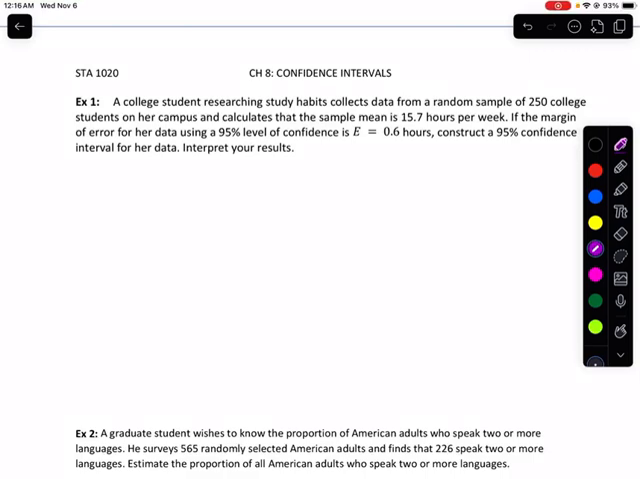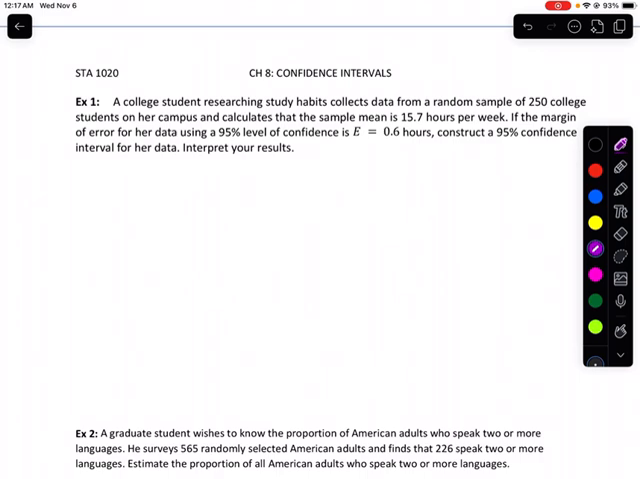Okay, welcome back. We are looking at chapter 8, sections 8.1 to 8.4, and we learned a bunch of things here. We went over the new concepts related to confidence intervals, and now we are going to look at examples. So, first example: a college student researching study habits collects data from a random sample of 250 college students on our campus and calculates that the sample mean is 15.7 hours per week.